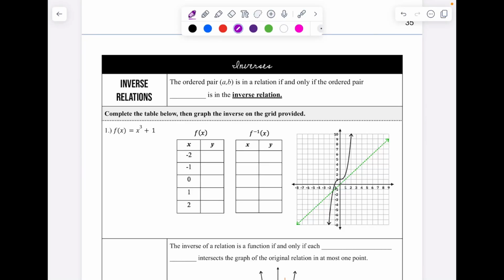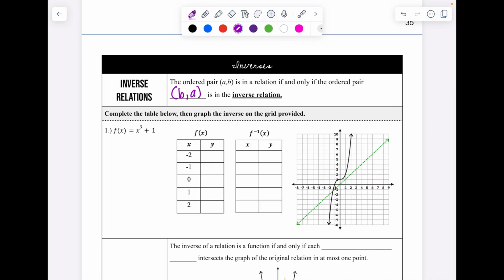Let's review inverses and how I find them. So the ordered pair (a, b) is in a relation if and only if the ordered pair (b, a) is in the inverse relation, because with inverses, x becomes y and y becomes x.